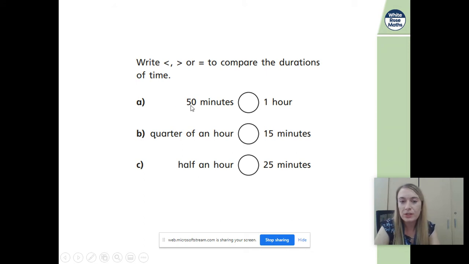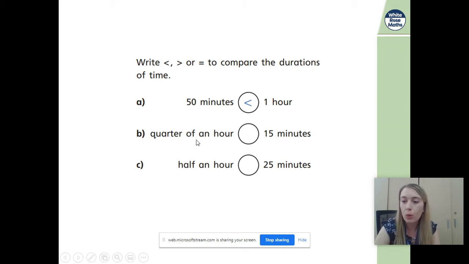The first question says 50 minutes or 1 hour. Which one is bigger? Now, I know that in 1 hour, there are 60 minutes. So if I know that 1 hour is the same as 60 minutes, what is bigger, 50 minutes or 60 minutes? Where is Charlie Crocodile going to go? Of course, 60 is bigger, so Charlie Crocodile is going to eat 1 hour.